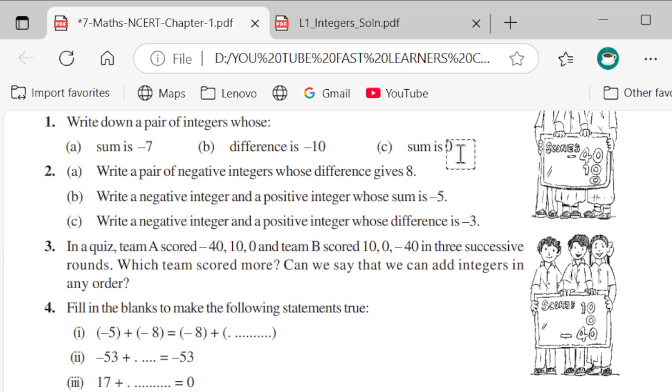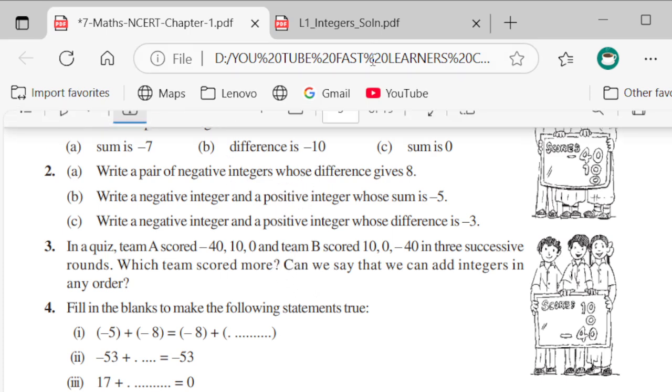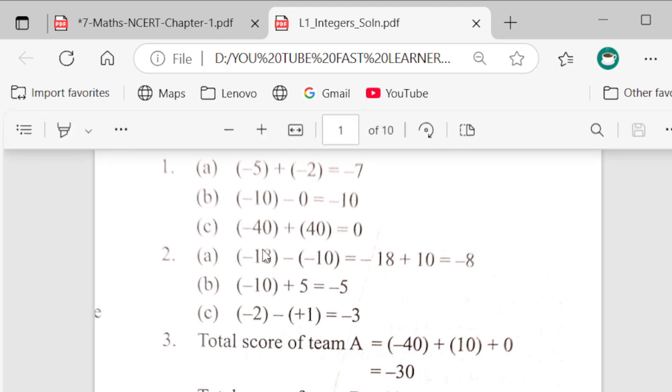Then the sum is 0. Write down a pair where the sum is 0. So you can write any pair, -5 plus 5, or see here, -40 plus 40.